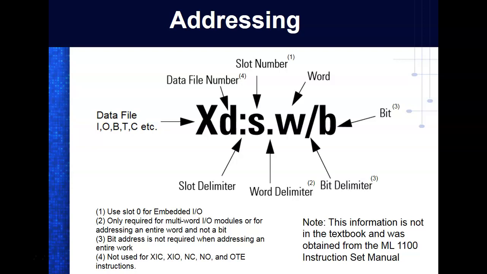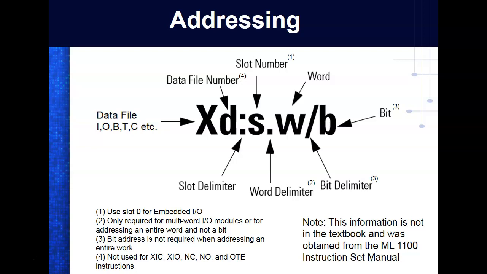Now, on your inputs and your outputs, those are understood. So we don't have to put 0 after output. You can, but it'll just go away. And we don't have to put 1 after input. But your timer is T4, so you have to say T4, because you can have multiple T4 data files. So I can add another timer, but it might be T9, right? You understand that? So you have to specify the number.